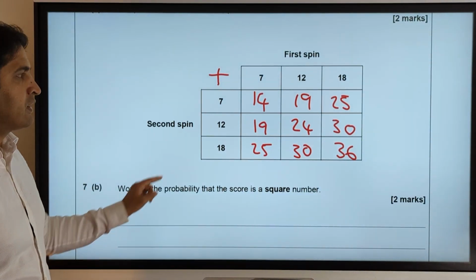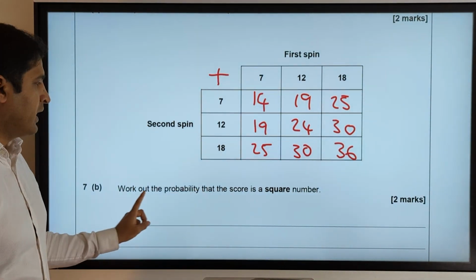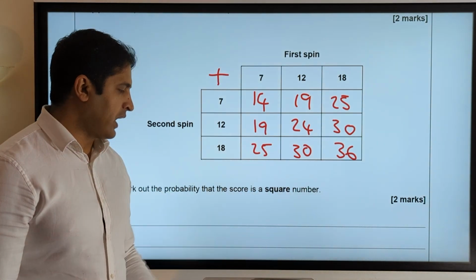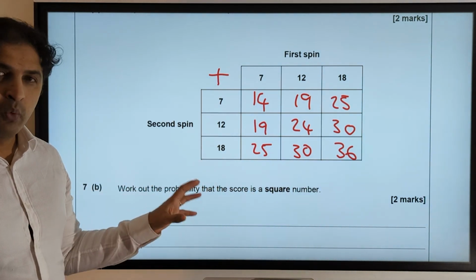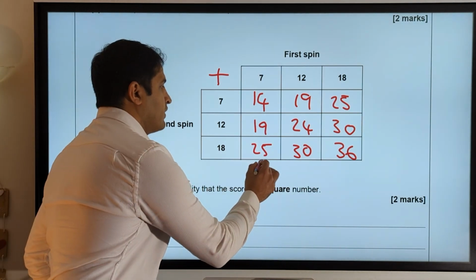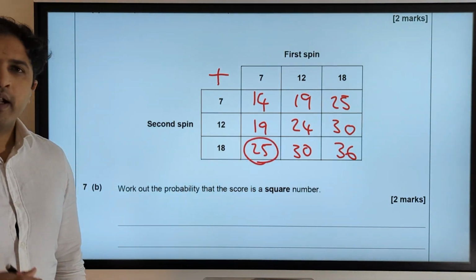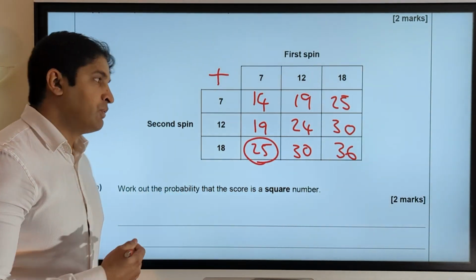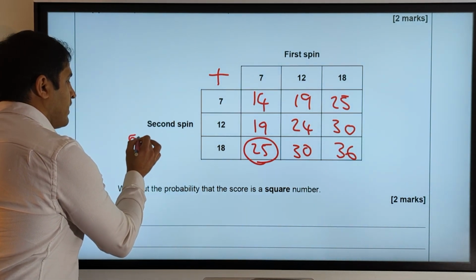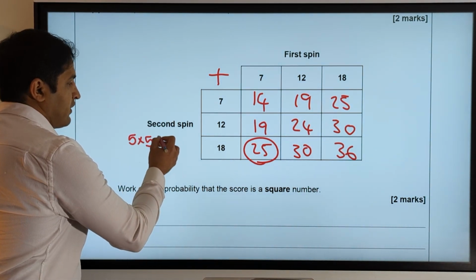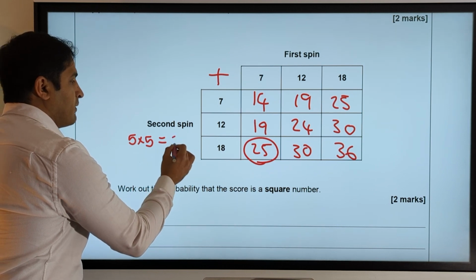Second part of the question, still relying on the first part. Work out the probability that score is a square number. So we need to write down which one of those numbers are square numbers. So that's 25 is a square number. Number multiplied by itself gives you a square number. So like 5 times 5. It's the area of the square. That's the square number, which is 25.